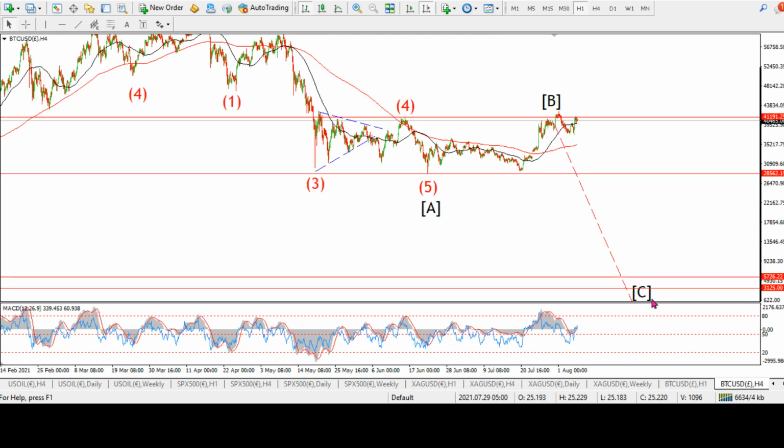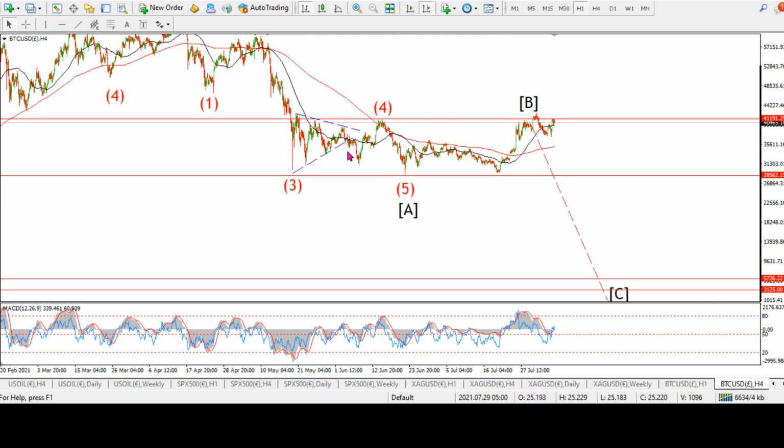I'll throw my eye on Bitcoin for a minute. We've got 5 waves down in wave A into the recent lows. So that recent low is 28.56. Looks like we've got a reasonable 3-wave pattern up into wave B complete. So we've got A down, done. ABC up in wave B, most likely done.